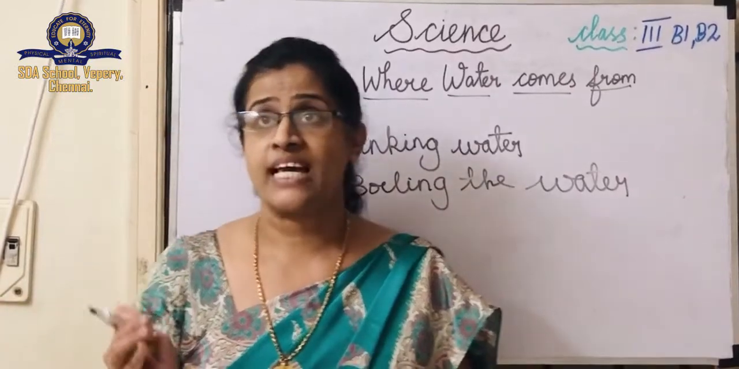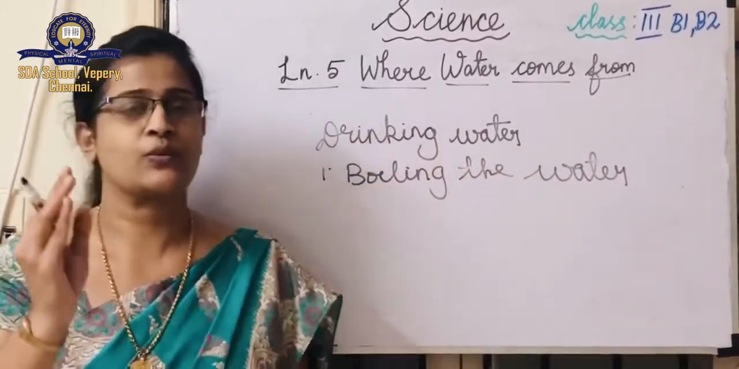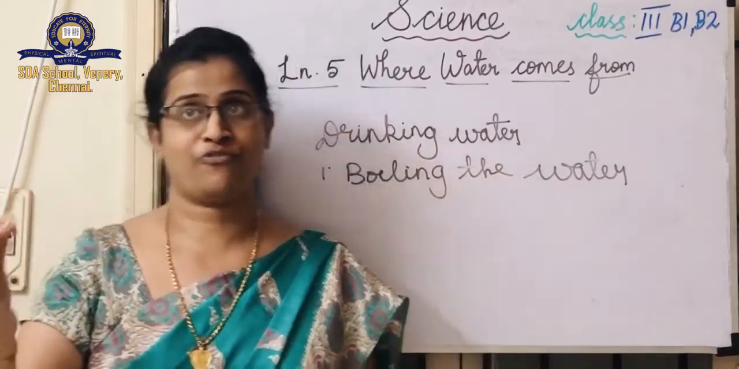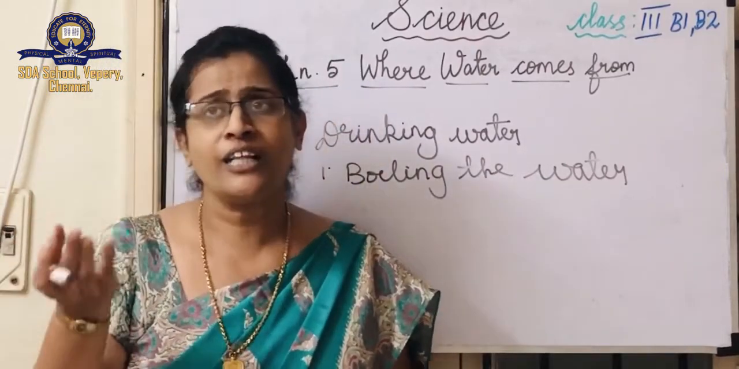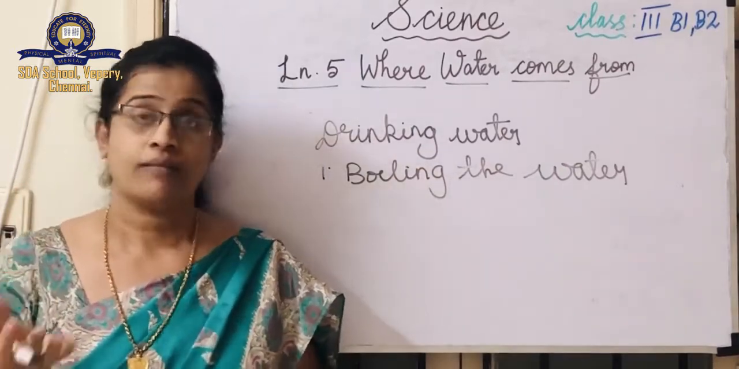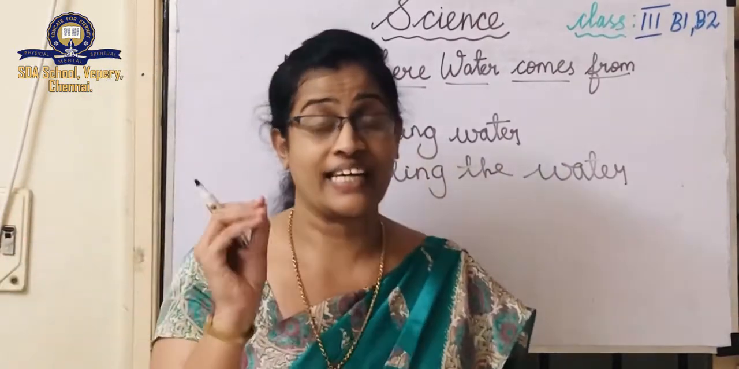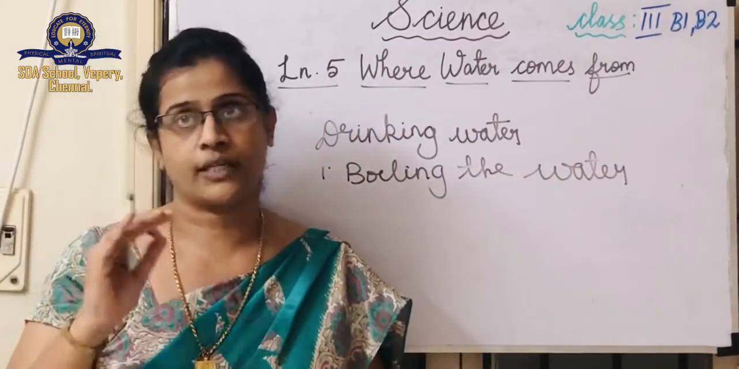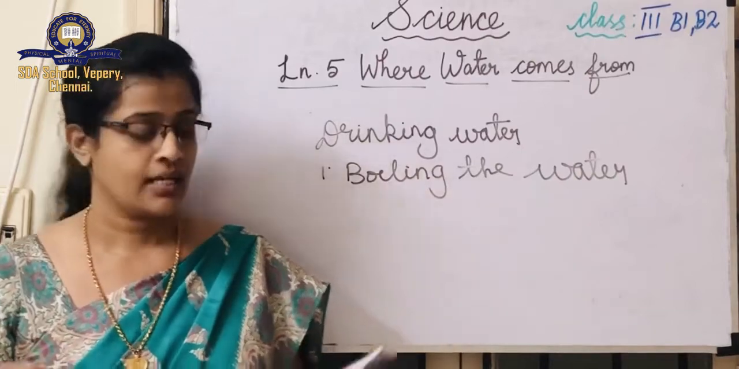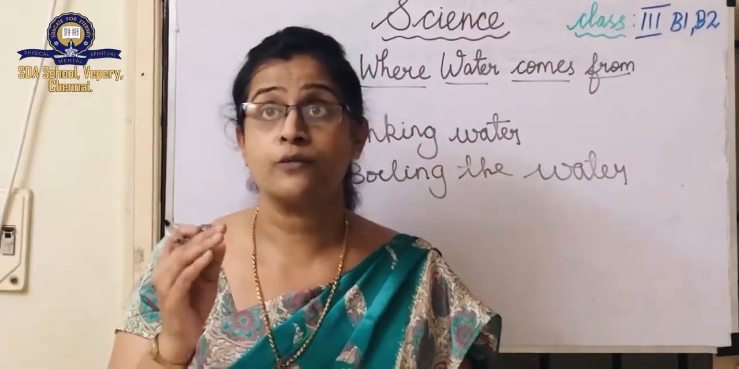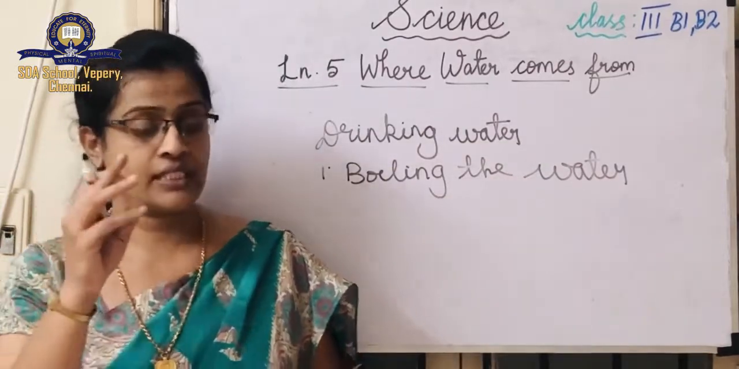Boiling water is the simplest way of making the water germ-free. When we boil the water, it kills the germs in the water. When we boil the water, what does it do? It kills small, minute germs which are present in the water. Second one, people also use different kinds of filters.